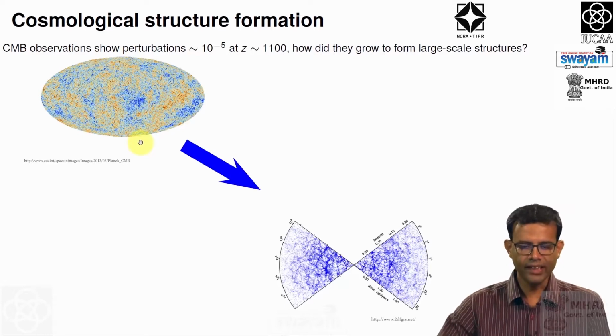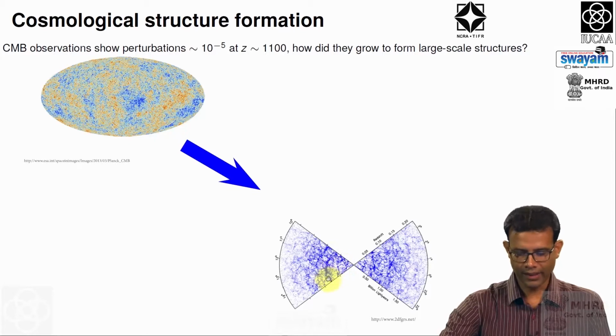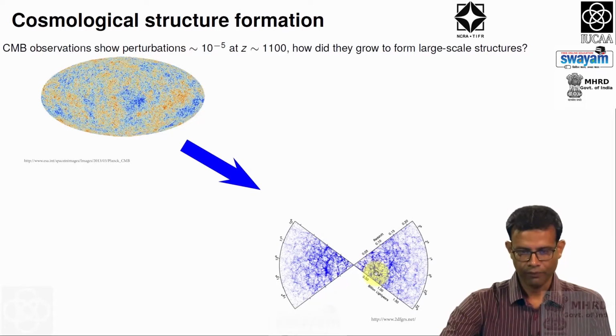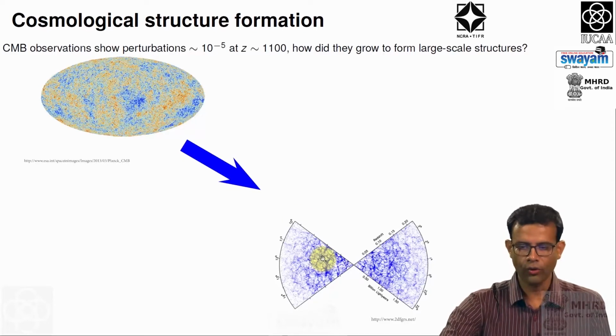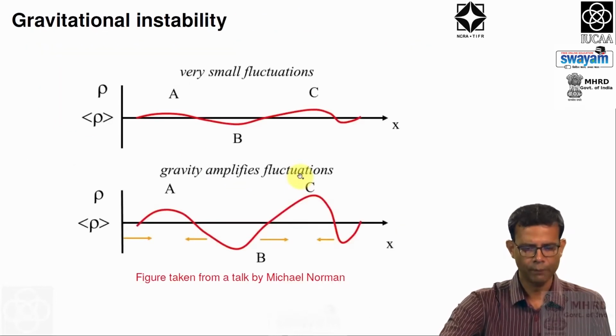However, we see today around us that there are galaxies, and the galaxies are coming in groups like clusters, and they are forming walls like this. So, there is a lot of structure around us today. So, the question is, starting from these CMB anisotropies, very small ones, how did we arrive here? How did they grow to form these large scale structures? And that is something which we will discuss today. How do we understand this aspect?